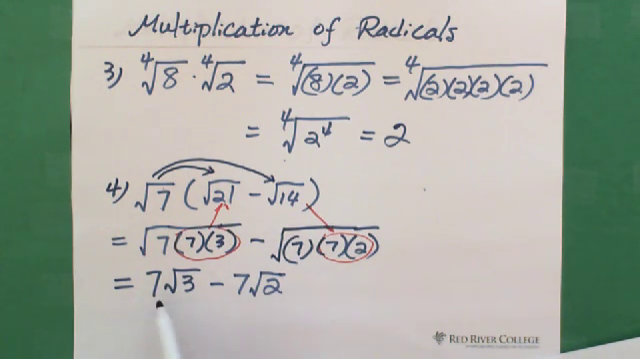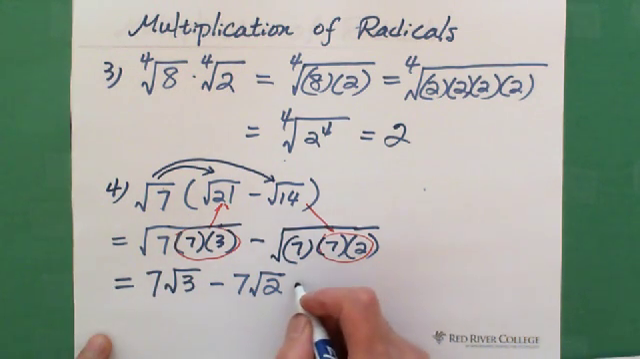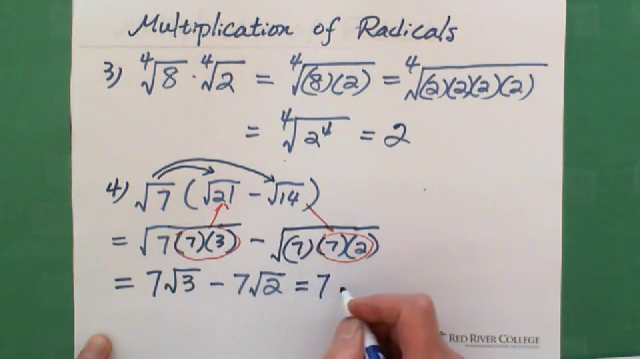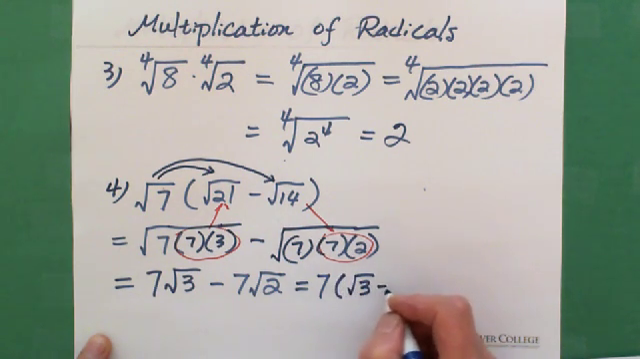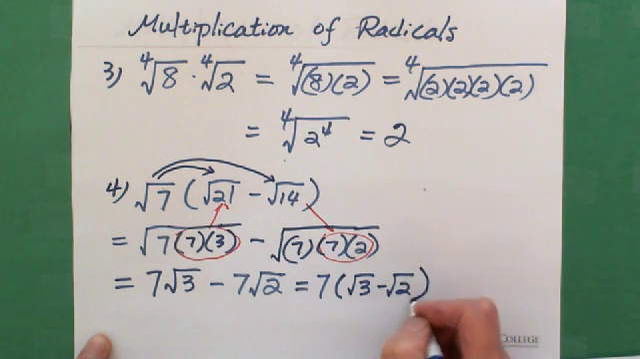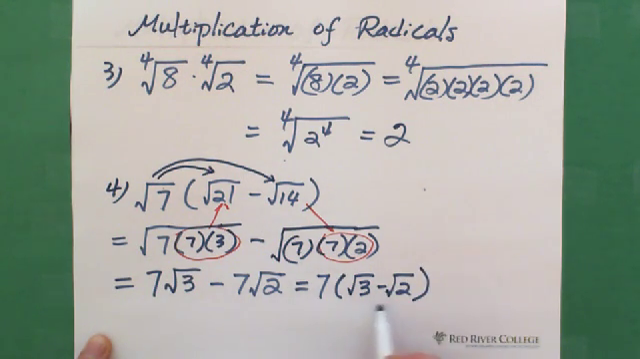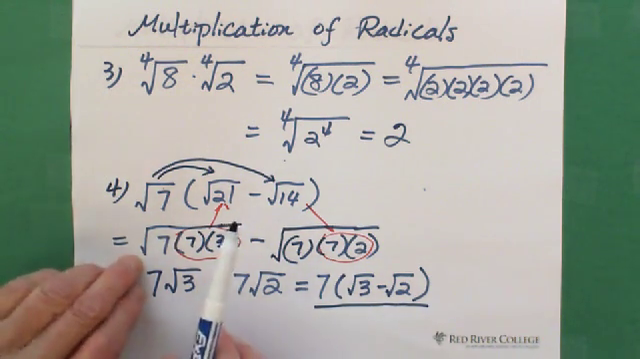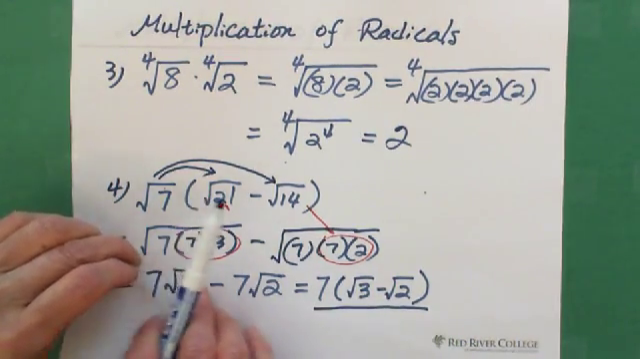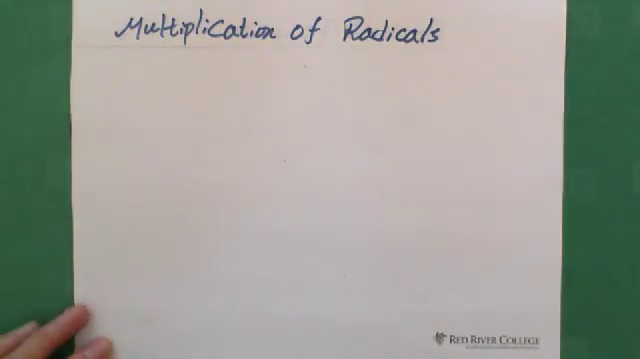But for this one, we can pull out the coefficient 7 as a common factor. We can write it this way: 7 bracket square root 3 minus square root 2. Better to have the answer this way. So pull 7 out as a common factor, and root 3 minus root 2 stays inside the bracket. This is question 4. And question 5.